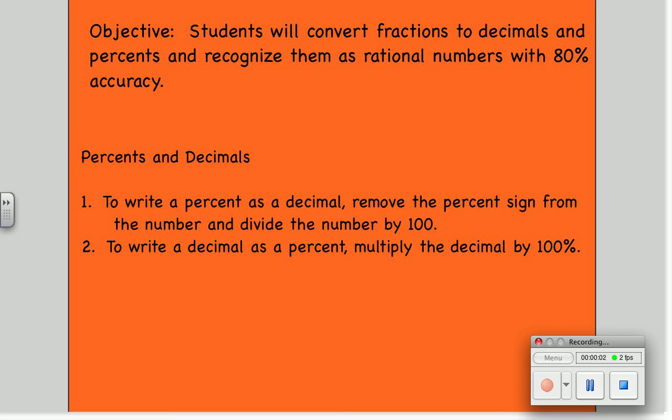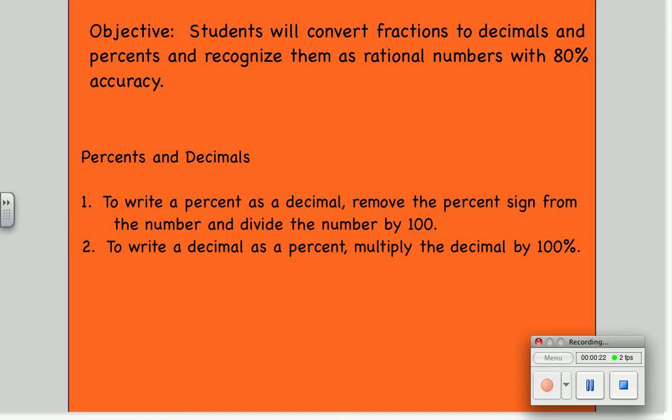Okay, this is Chapter 5, Lesson 7. And today we are going to be converting fractions to decimals, which is what you did in Chapter 5, Lesson 5. And then converting them to percents, which is what you did in Chapter 5, Lesson 6. So this is kind of a combination of Lesson 5 and Lesson 6.